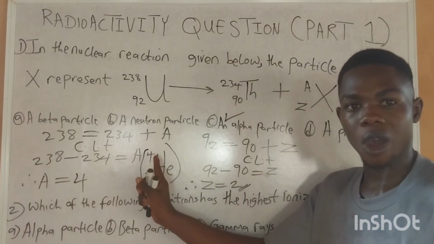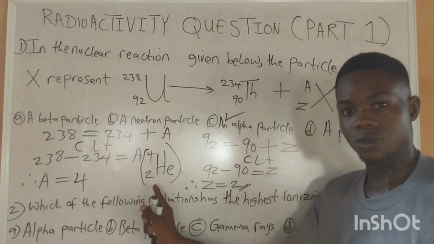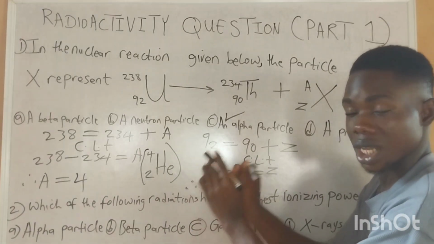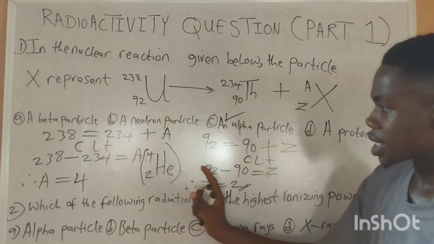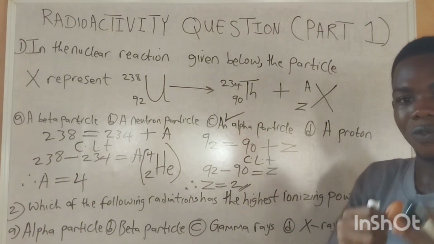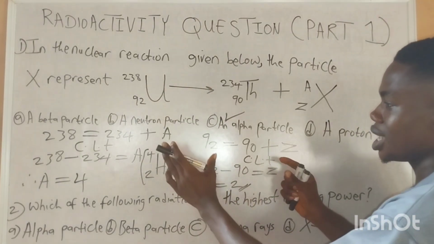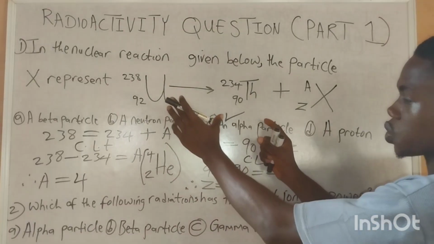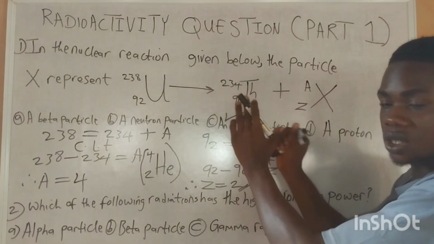They have a mass number of 4 and a charge of 2. Please take note of this. This is the answer to this particular question. If you don't know how to solve nuclear equations before, this is a way to solve nuclear equations like this. So please take note of this.